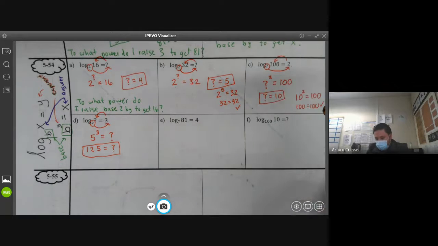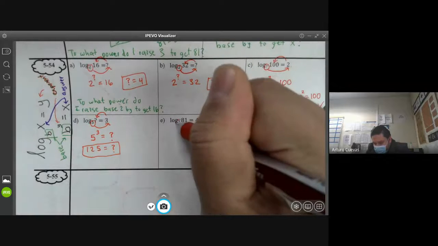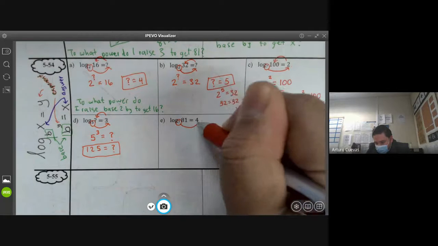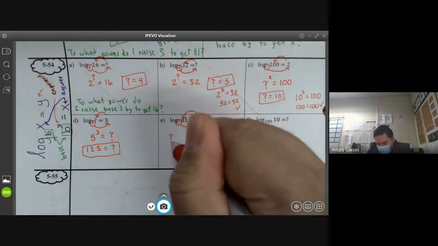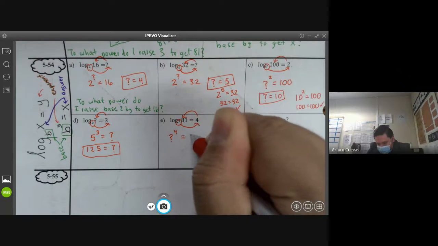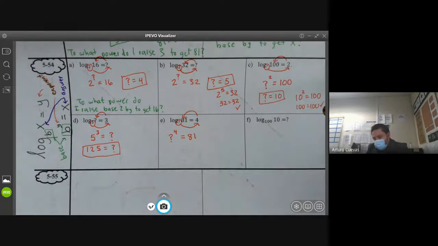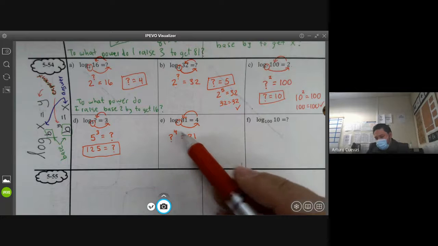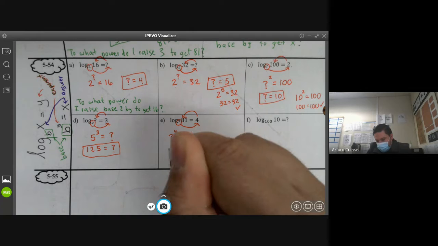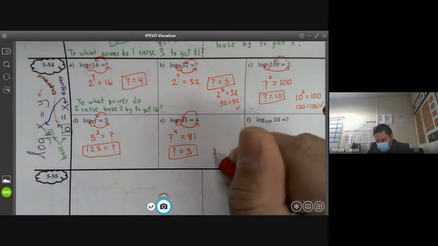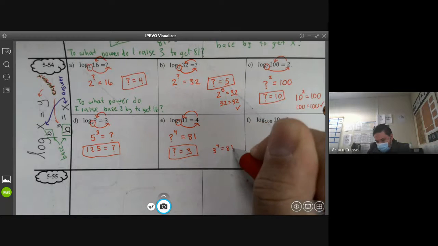What do I circle first? The base. What's the base? Question mark to the power of 4 equals 81. What number raised to the 4th power gives you 81? Question mark equals 3, because 3 to the 4th power equals 81. 81 equals 81.